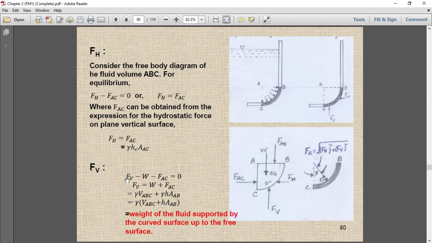Okay, now the other component, the force acting in the vertical direction. So FV minus W, because this is FV in the vertical direction considering positive. W is acting downward, FAC is acting downward, equal to 0. So FV will be equal to W plus FAC. So these two forces are acting on this projection of the curved surface. So the weight of the fluid is specific weight into volume, plus FAC.